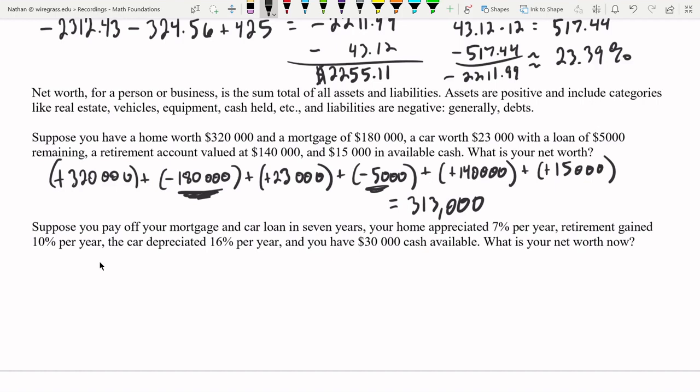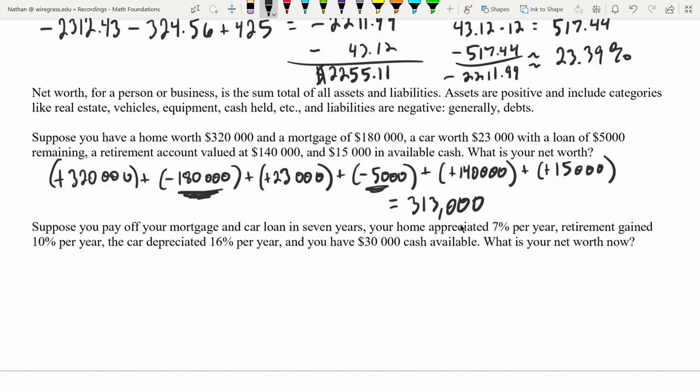Your car depreciates about 16% per year. That's kind of average. And then we go from $15,000 of cash available to $30,000. So what is the net worth now? Well, the mortgage and the loan from the car are no longer there, so there's no minuses actually.